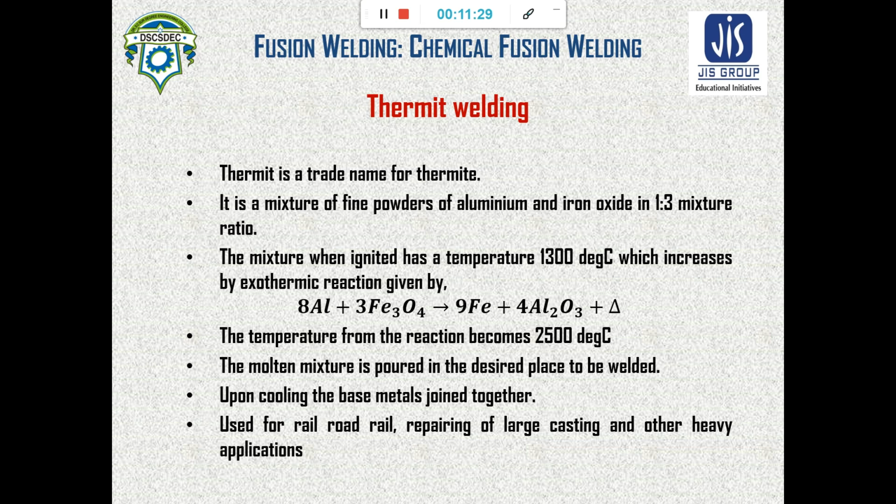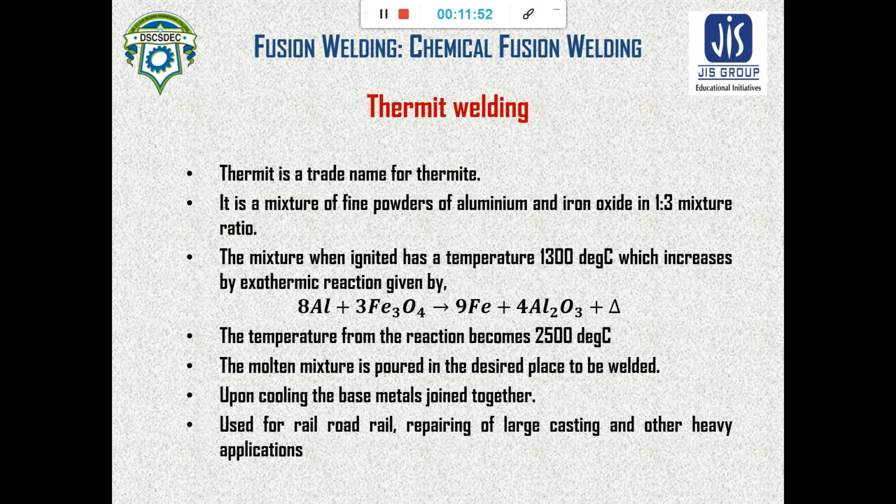Now, thermite welding. What is thermite welding? Thermite is a trade name, and thermite is a mixture of fine powder of aluminium and iron oxide in a 1:3 mixture ratio. This mixture, when ignited, has a temperature of 1300 degrees Celsius.